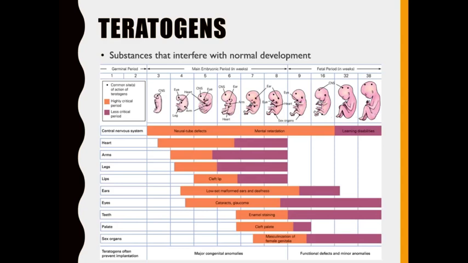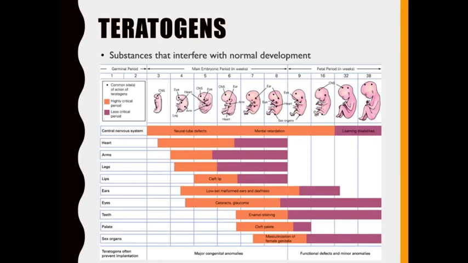So we see the main embryonic period being weeks 3 through 8, and then we see the fetal period being weeks 9 through 38. And then along the left-hand side, we see the different systems that are developing: the central nervous system at the top, the heart, the arms, the legs, the lips, the ears, the eyes, the teeth, the palate, and the sex organs are all developing during these stages. And you see the orange periods for each of them.